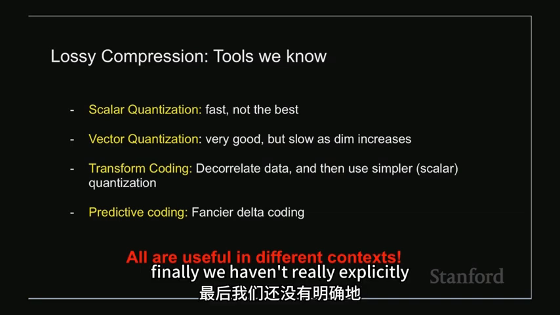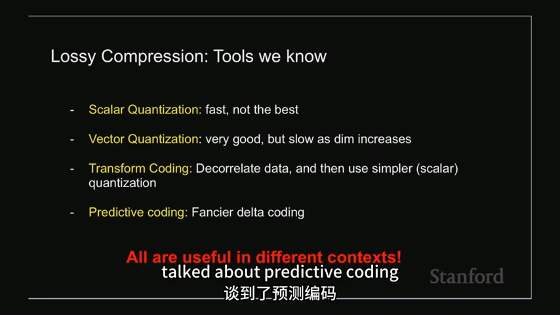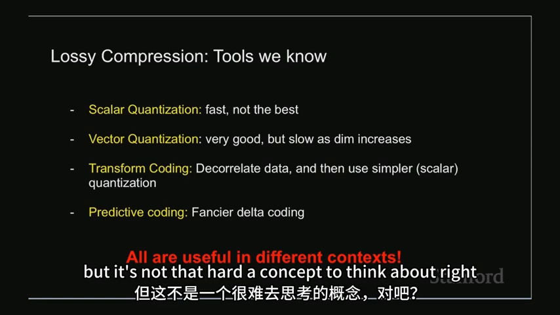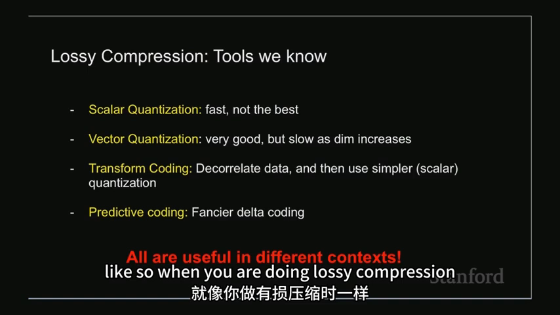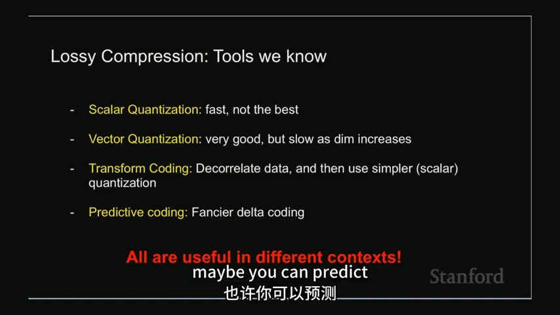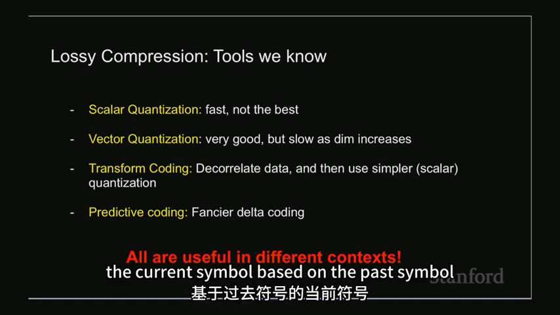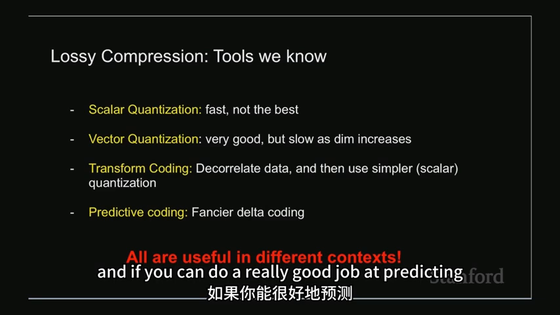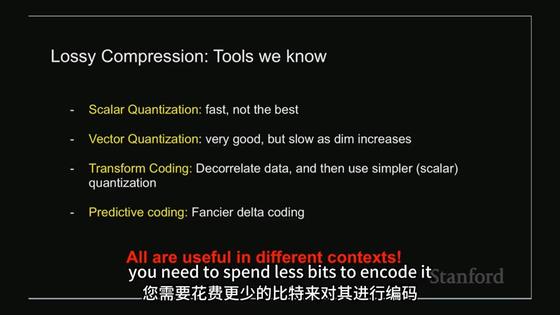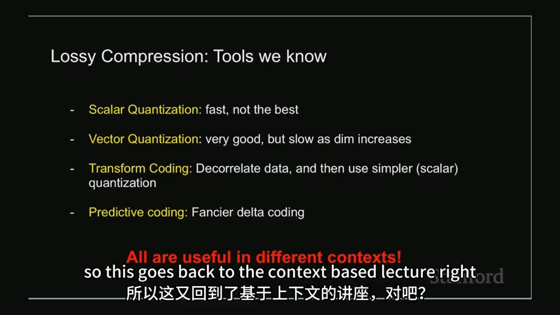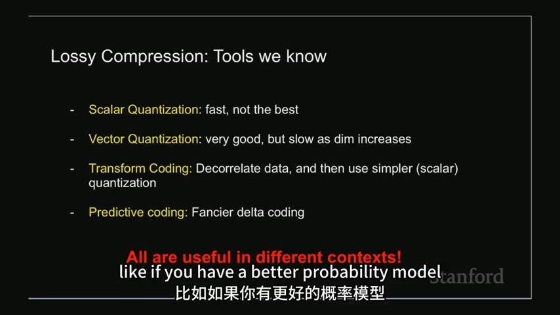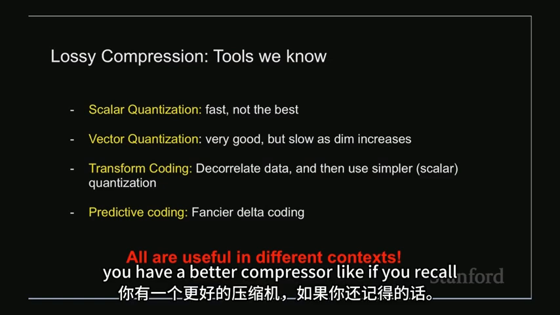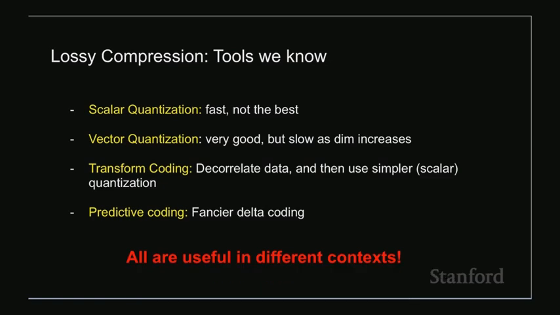And finally, we haven't explicitly talked about predictive coding, but it's not that hard a concept to think about. When you are doing lossy compression, maybe you can predict the current symbol based on the past symbol, and just do the subtraction. If you can do a really good job at predicting, you need to spend fewer bits to encode it. So this goes back to the context-based lecture: if you have a better probability model, you have a better compressor, if you recall.